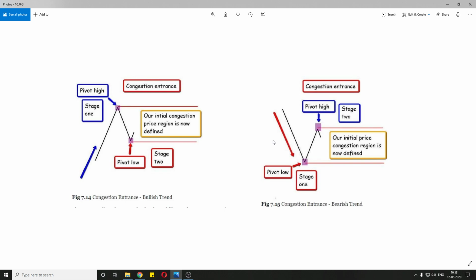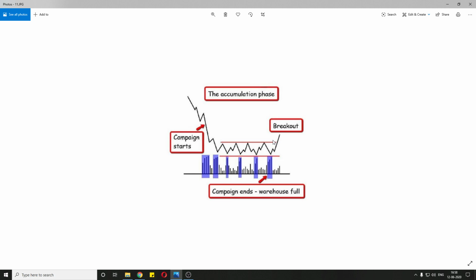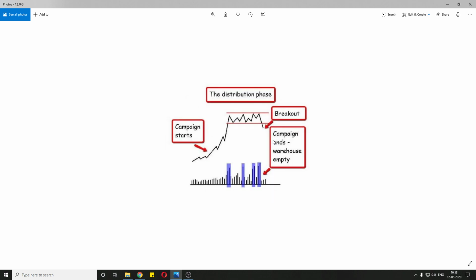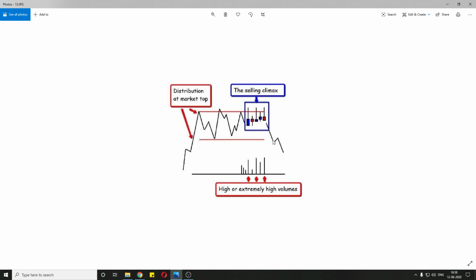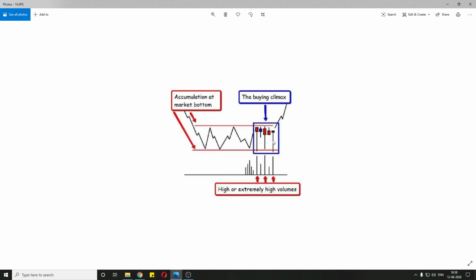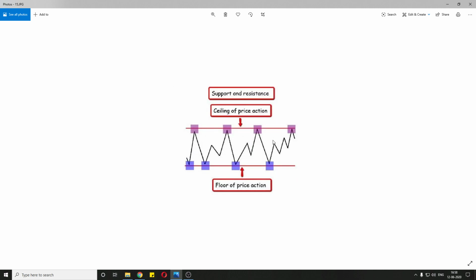This shows the congestion phase, which is basically support and resistance, as we talked about in the first video. This shows an accumulation phase, which has higher volumes near the support at the lower levels. This shows the distribution phase, indicating higher volumes at the resistance. Selling climax, buying climax, high or extremely high volumes with hammer candles.